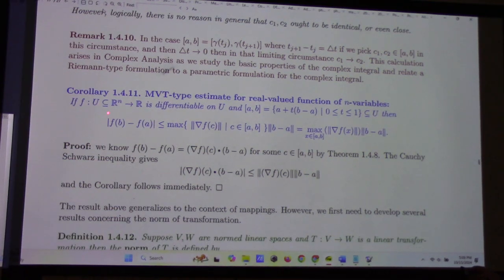So a corollary to what we just proved would be this: if you take the absolute value, you could say that's less than or equal to the max of the gradient. It turns out that this corollary, which is a simple consequence of the Cauchy-Schwarz inequality applied to what we just proved, is what generalizes to mappings. It turns out we can generalize the mean value theorem to this, all right?